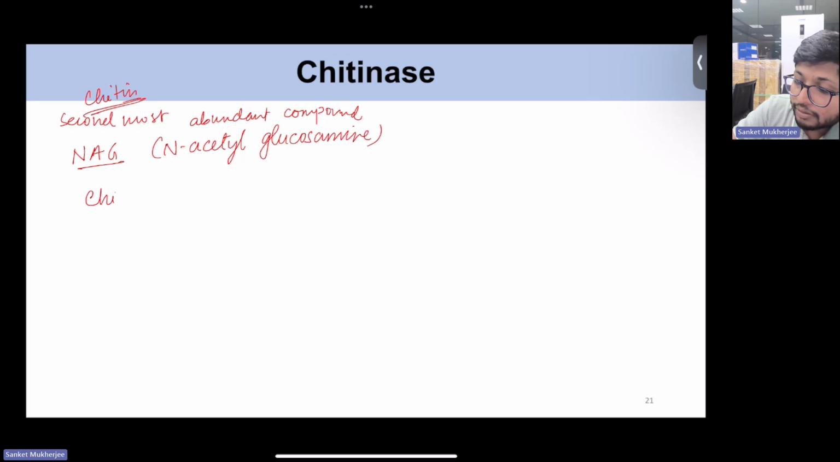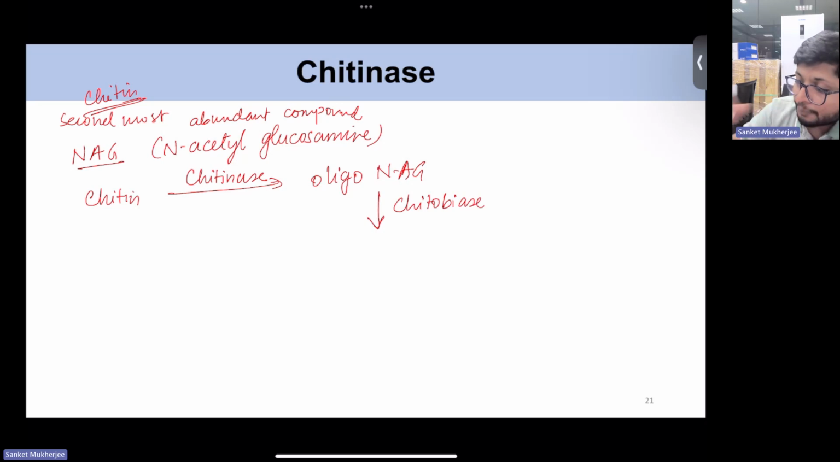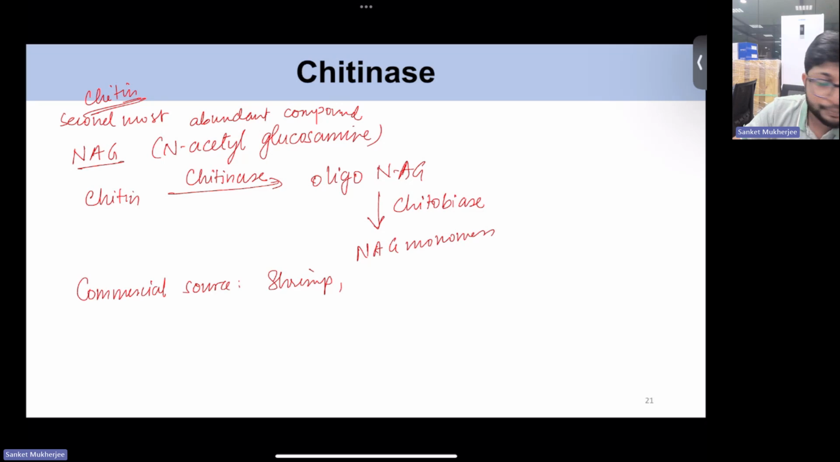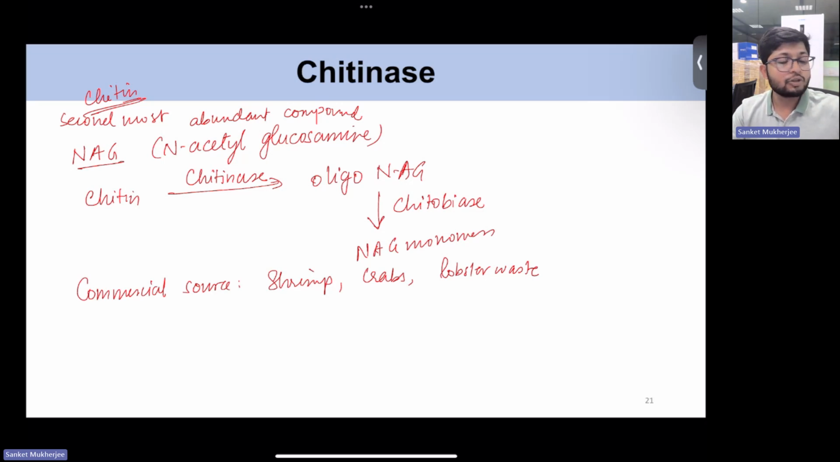So these NAG polymers will be broken down using chitinase to oligo-N-acetylglucosamines, and then chitobiase breaks them down further to the NAG monomers. The commercial source is shrimp, crabs, and lobster waste for chitinase. Naturally, chitin is bound with protein, lipid, pigments, and minerals like calcium carbonate. Therefore, chitin preparation involves demineralization and deproteination of chitinous waste using strong acids and bases.